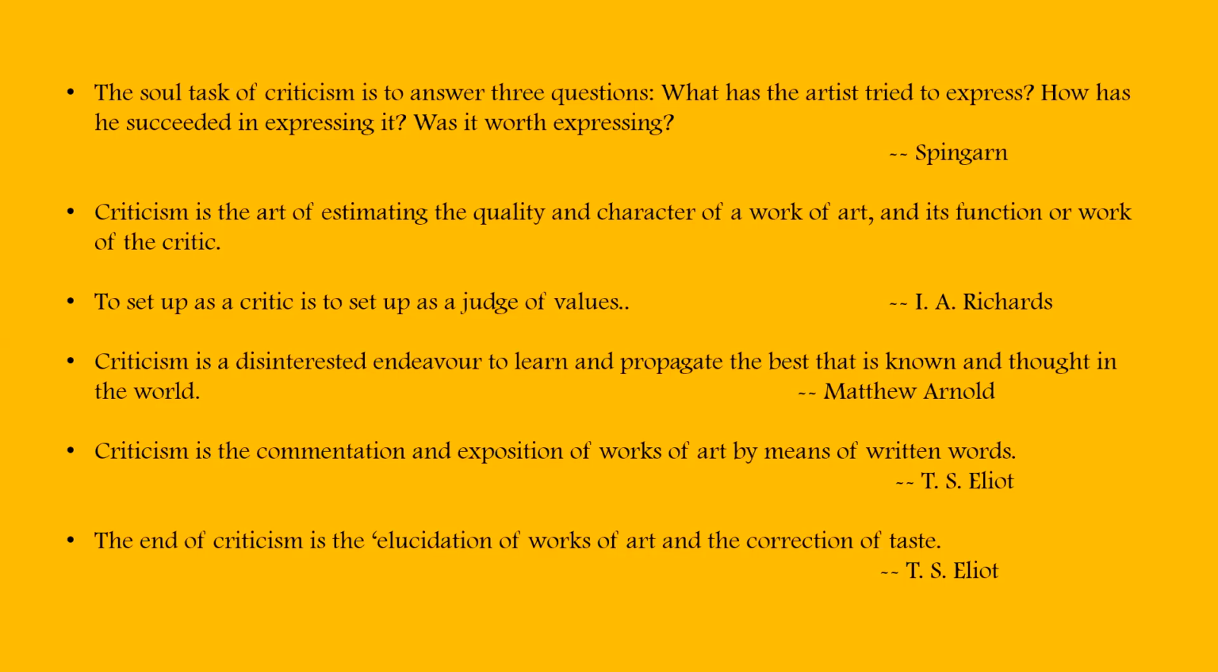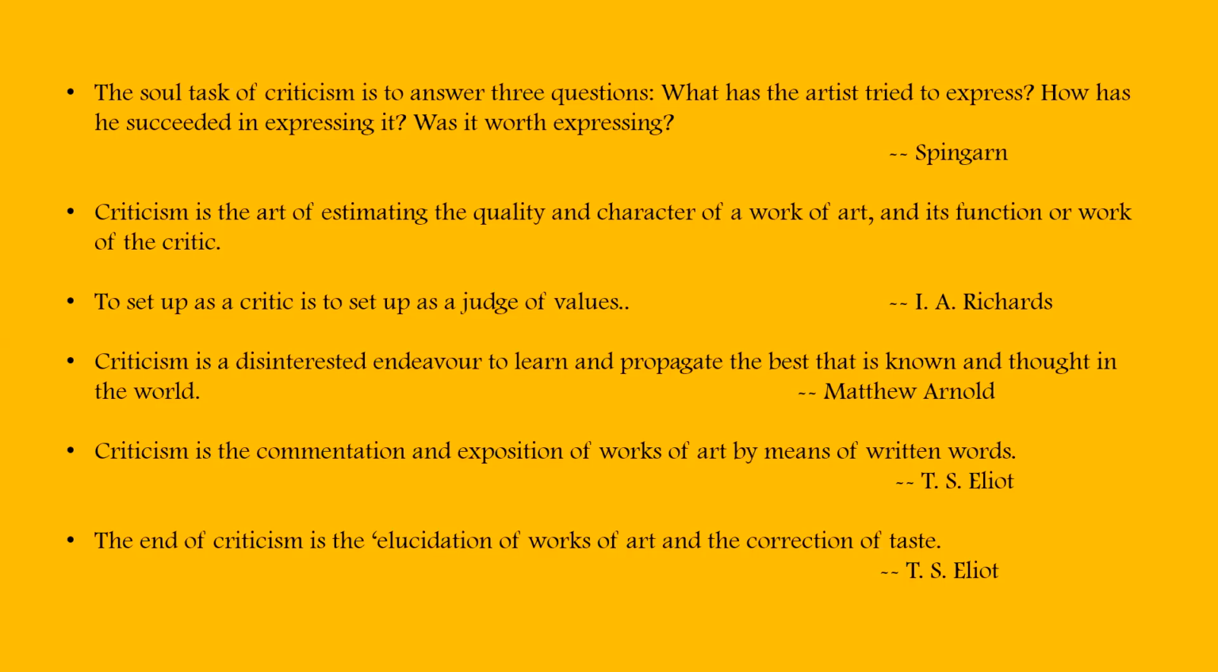T.S. Eliot says, criticism is the commentation and exposition of works of art by means of written words. It's a short definition. According to T.S. Eliot, criticism is a commentation and exposition. First exposition comes, then commentation on a work of art by means of written words. You need to write out what the work of art says to you, what kind of message it delivers to you. You have to write it down, and the strengths and weaknesses again. You have to comment on the work of art in a written format. That is criticism. Criticism is the commentation.